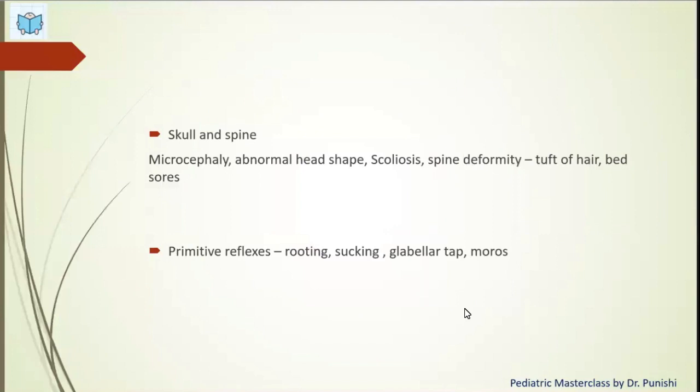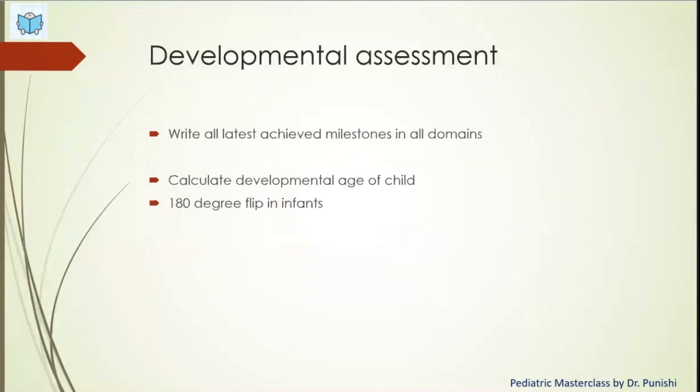So at the end of your motor examination, sensory, gait, etc., the next important thing to assess is your developmental assessment. This is something that we've already done in the history taking. But over here, you will again just enumerate all the last achieved milestones under all the 4 headings, and then you will calculate the developmental age of the child. So let's say the child is actually 2 years old, but is only able to roll over from prone to supine and supine to prone. So the developmental age of the child is going to be somewhere around 5 to 6 months of age, although the chronological age is, let's say, 2 years.